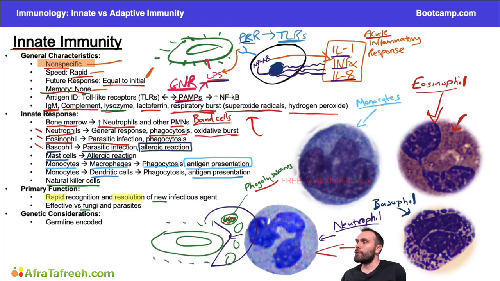Particularly effective versus fungi and parasites. And we'll talk more about why that is as we proceed here. That's not to say that innate immunity doesn't work against bacteria or viruses. It just isn't as effective.